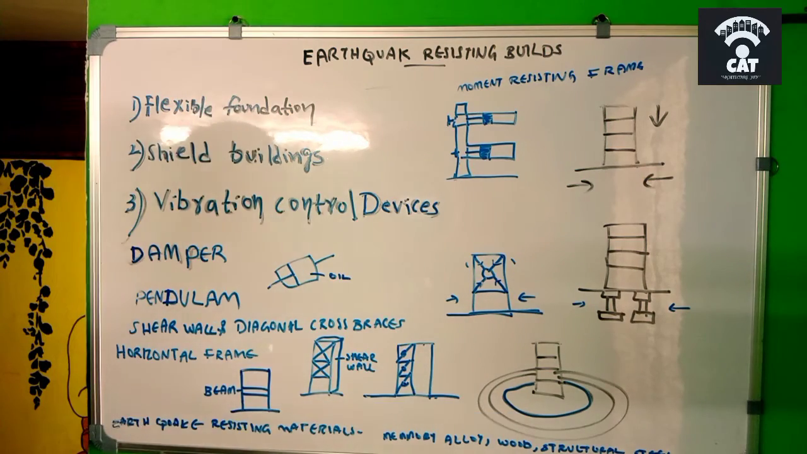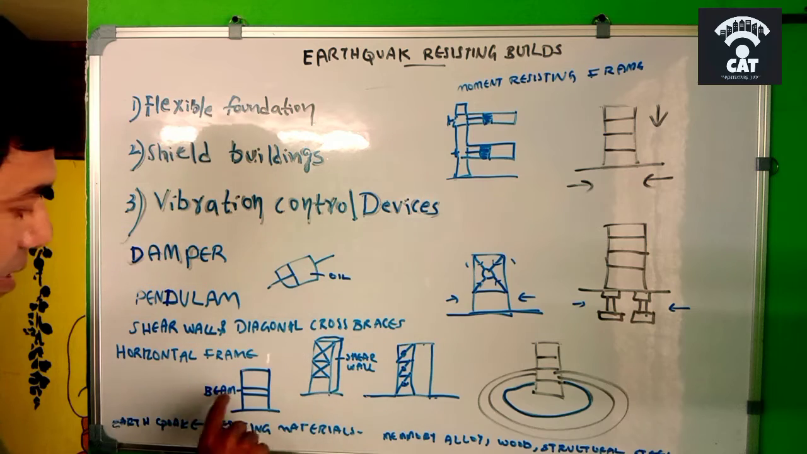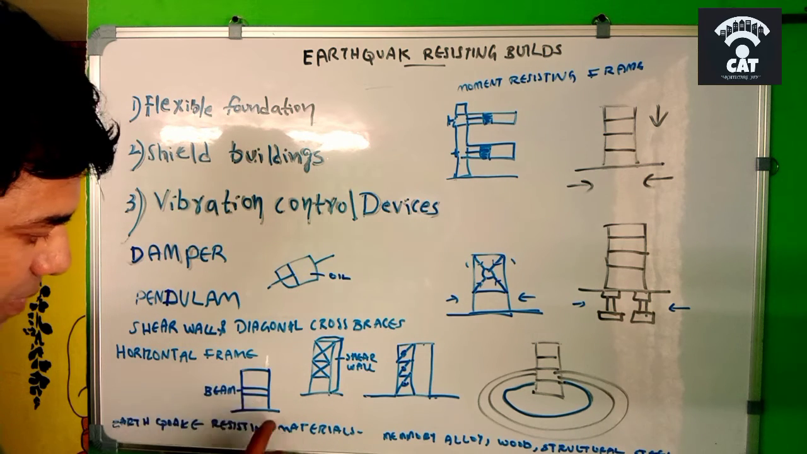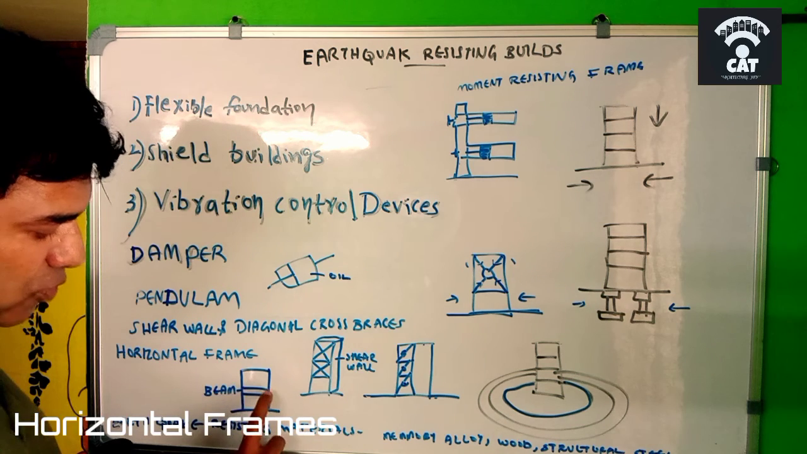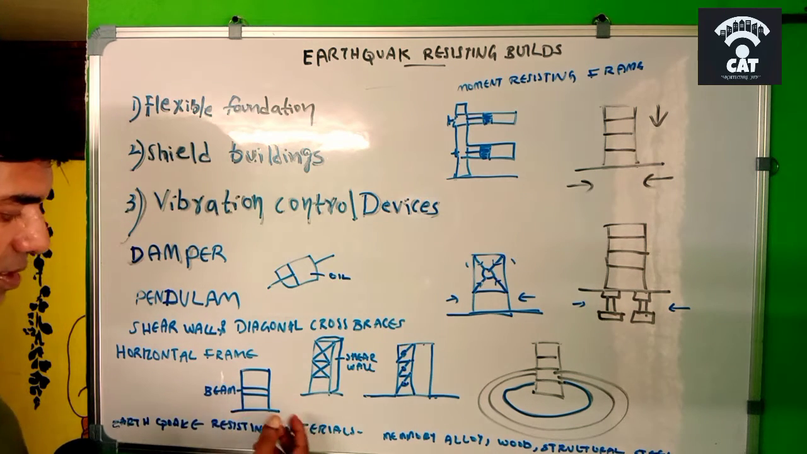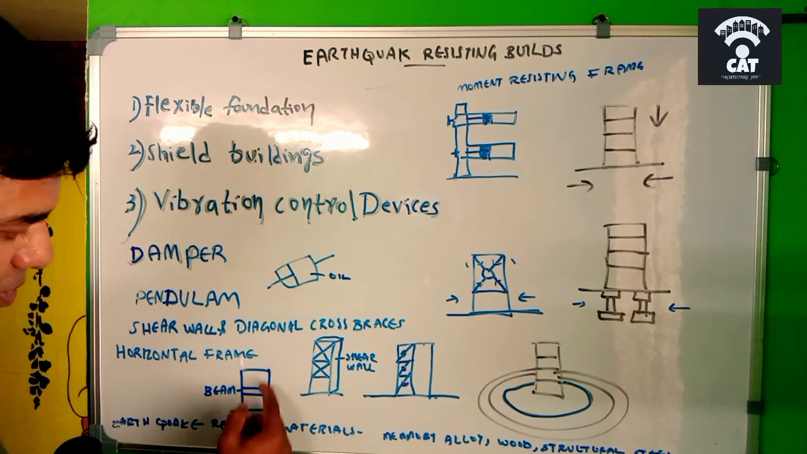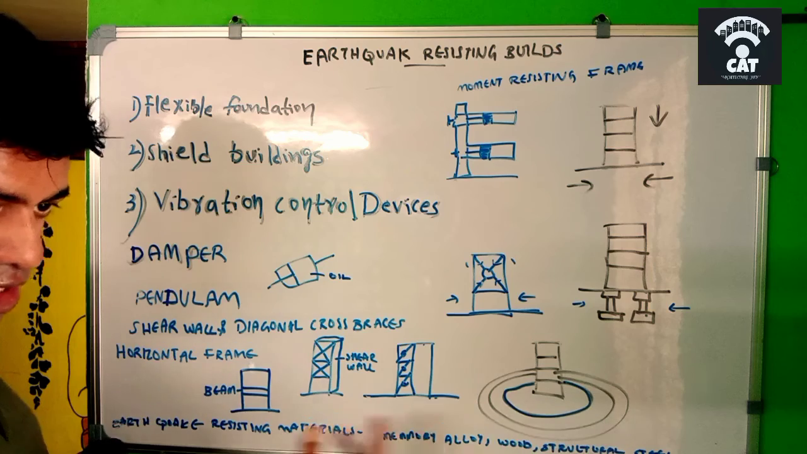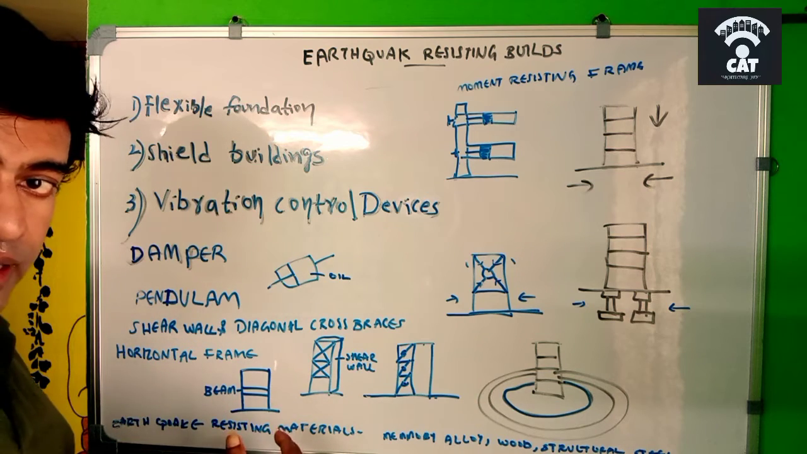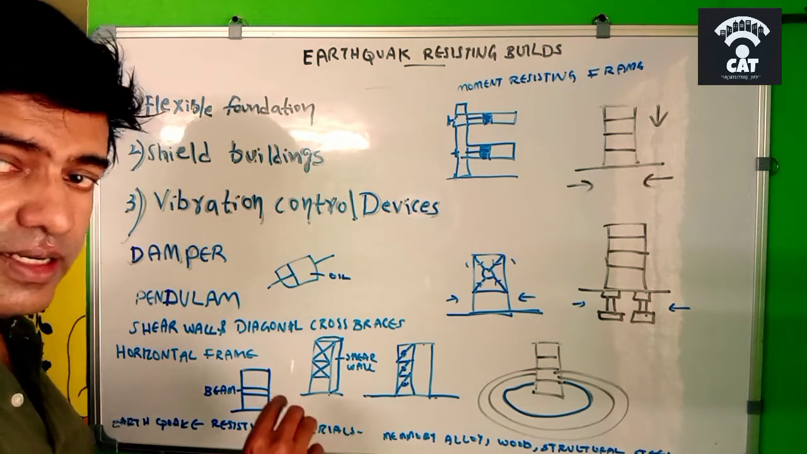And then another method is providing horizontal frames. This is a building, and you can see we are providing beams across it. So when an earthquake happens, that force will go through all the structures, but this beam will also take that horizontal force, and it will help the building to resist the earthquake to a certain extent.